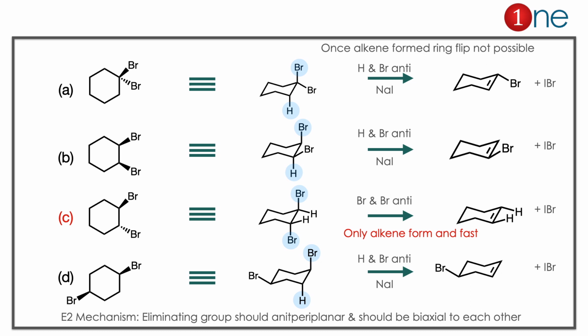So we redraw nicely. Here the mechanism, if you use sodium iodide, means it's an E2 mechanism. E2 mechanism needs the eliminating groups to be anti-periplanar to each other and diaxial to each other. Here the bromine and the diaxial groups you have to mark; I have given blue color. In structure A, H and Br are anti to each other. The other bromine is equatorial, so only HBr leaves, and you have an alkene bromide.